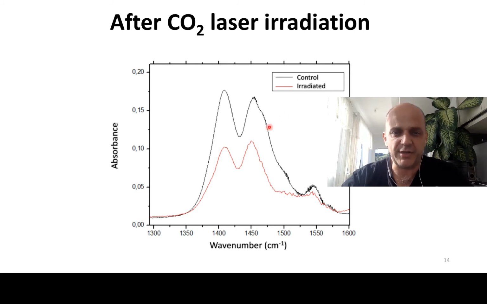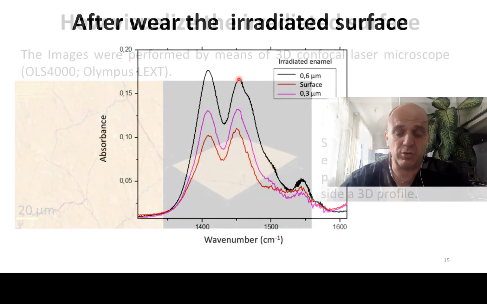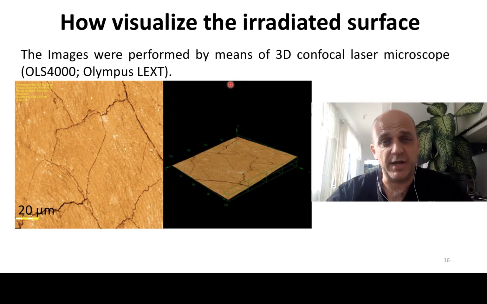In terms of the spectrum, that is the original spectra. After irradiating, you only reduce the carbonate content, and when you wear your sample, you have the irradiated surface here. After wearing 0.3 micrometer, you increase your value, and if you remove another 0.3, then you have a higher value of carbonate content. How can you visualize the irradiated surface?